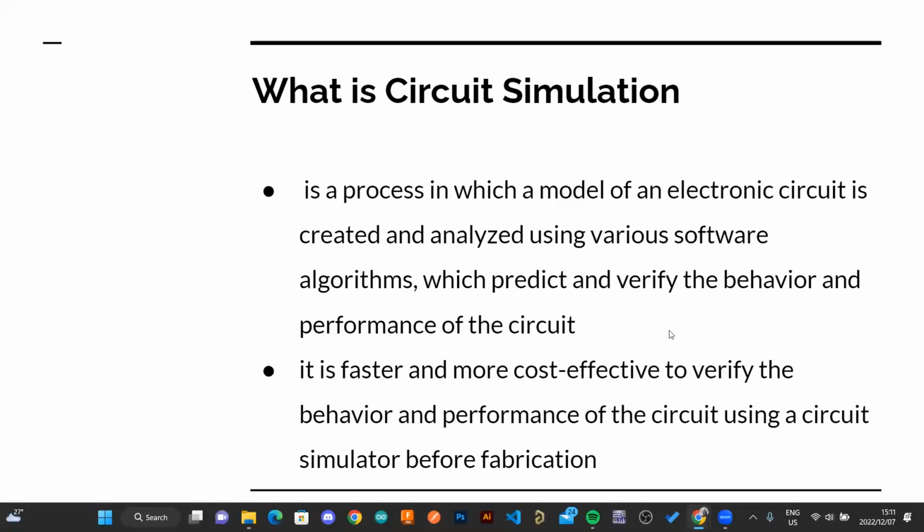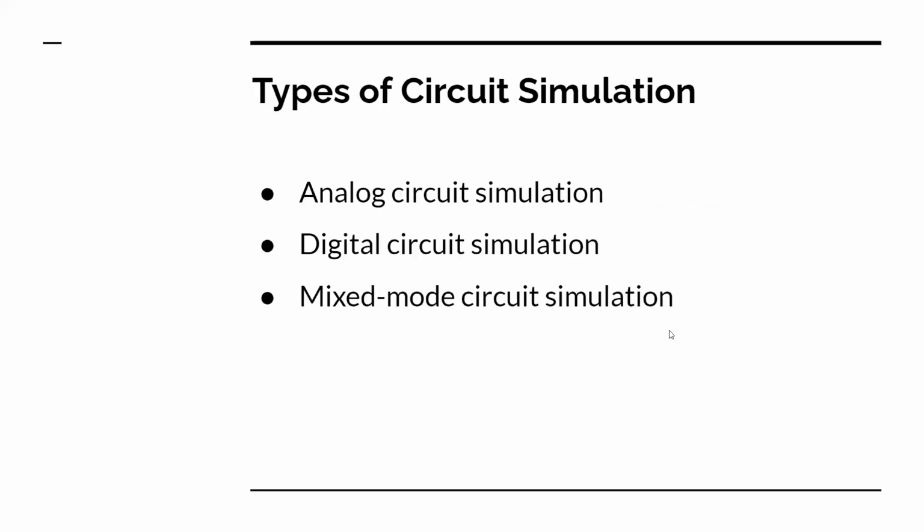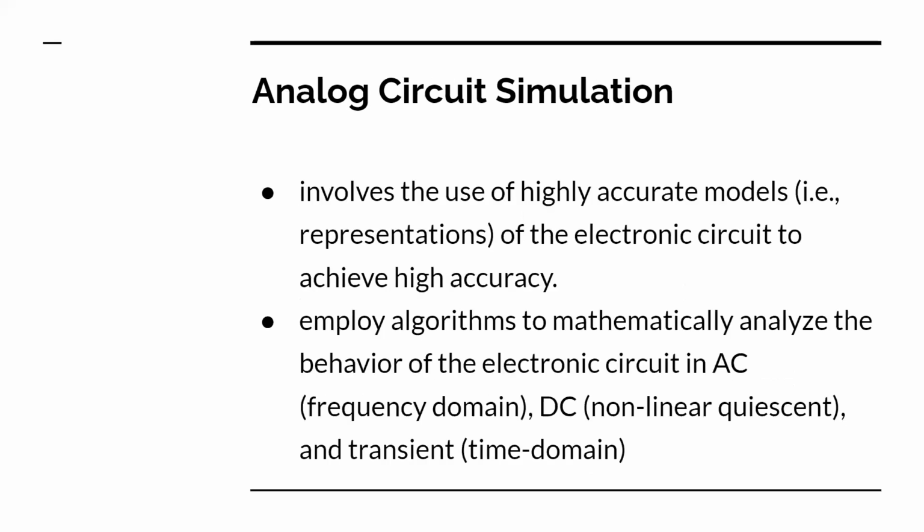Now, let us take a look at types of circuit simulation. We have three types of circuit simulation. The first one is analog circuit simulation, second, digital circuit simulation, and third, mixed mode circuit simulation. Now, let us take a look at what analog circuit simulation is. It involves the use of highly accurate models, that is, representations of the electronic circuit, to achieve high accuracy.